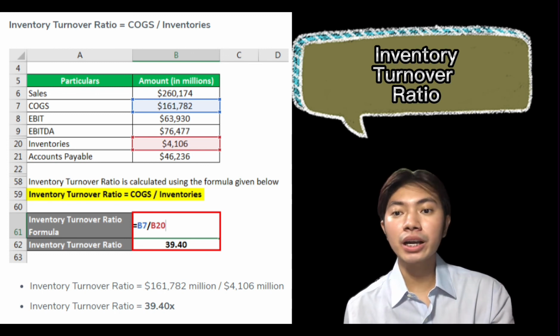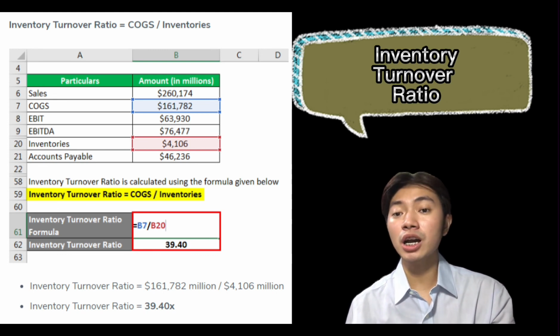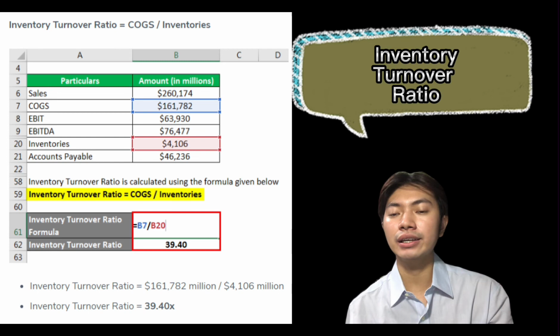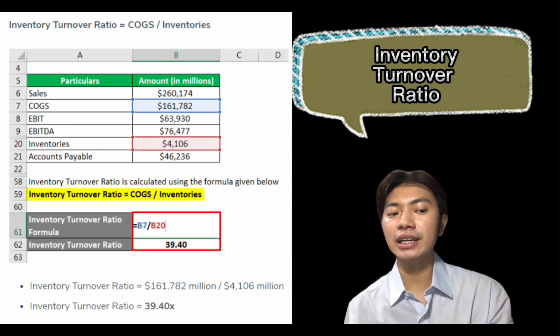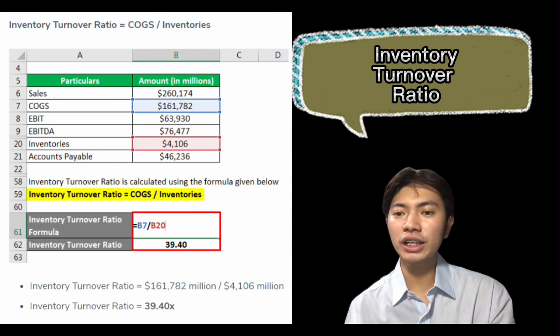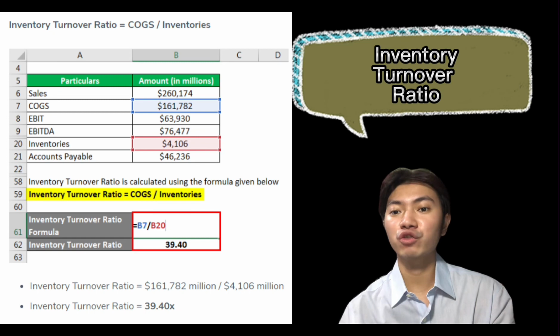And the second part ng formula ay meron tayong inventory turnover ratio. So, it is equal sa cost of goods sold divided by its inventories. So, sa example natin ay makikita natin na meron tayong cost of goods sold na 161,782,000 na i-divide natin sa inventories niya na 4,106,000. At ang makukuha nating sagot ay 39.40.